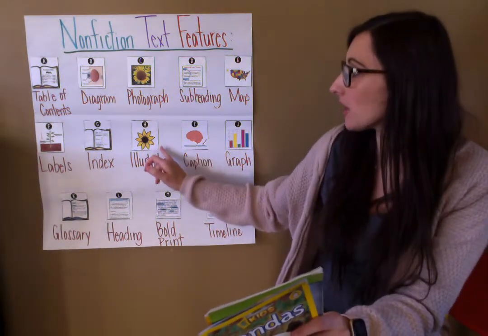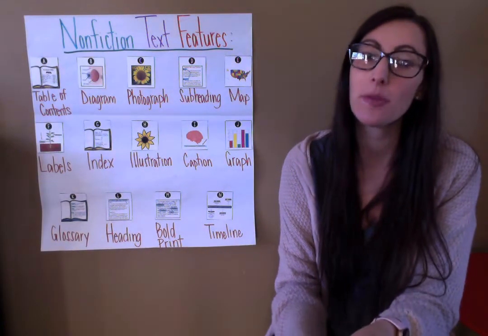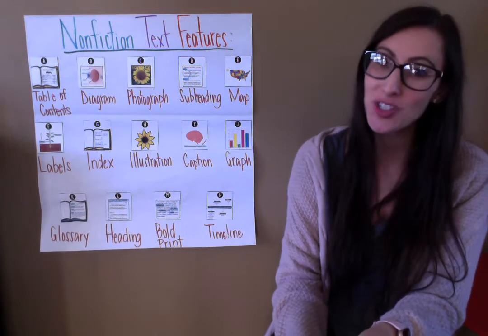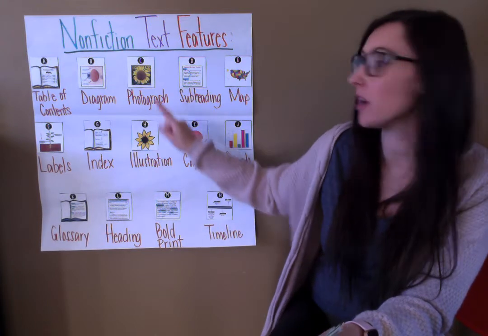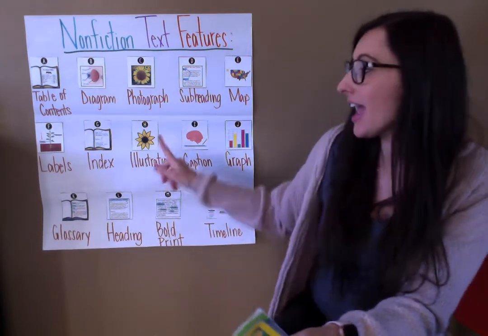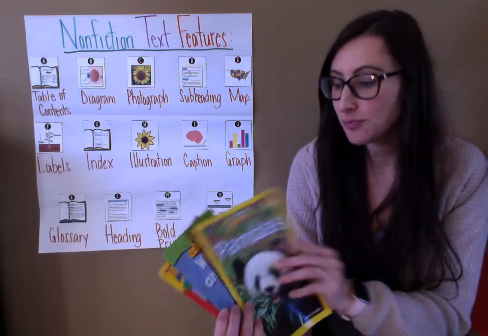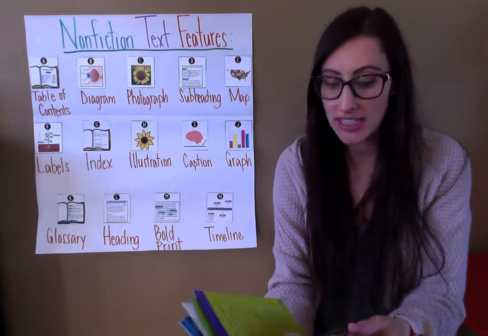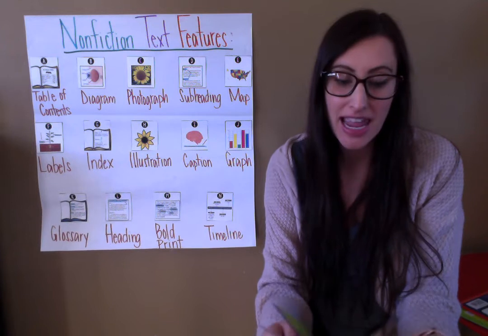Let's rewind a little bit. Illustrations. So we should know what illustrations are from the beginning of the school year because we talked about an author and an illustrator. So an illustrator is just like a photograph, except a photograph is a real picture that somebody took, and an illustration is something that somebody drew. So sometimes you will see illustrations, not all the time, because usually, like I said, in nonfiction books, you're going to find photographs.